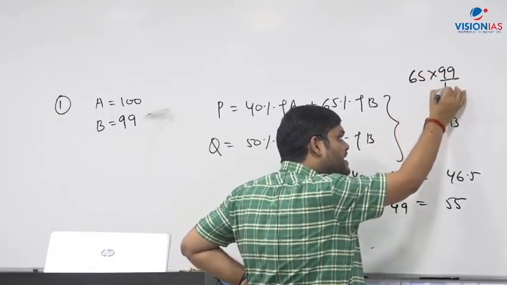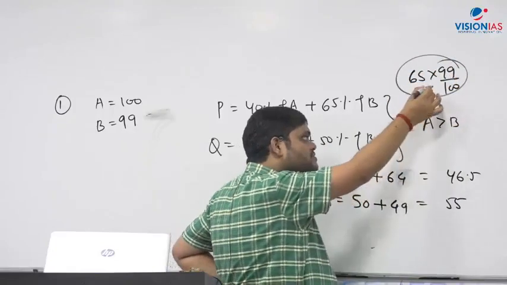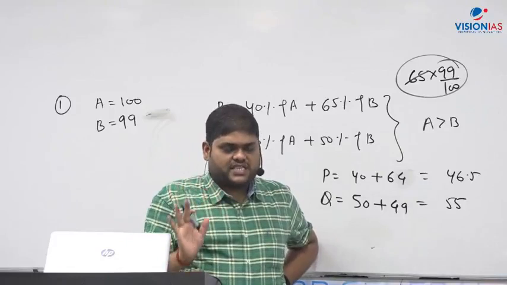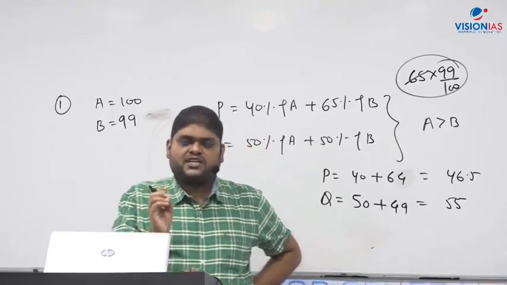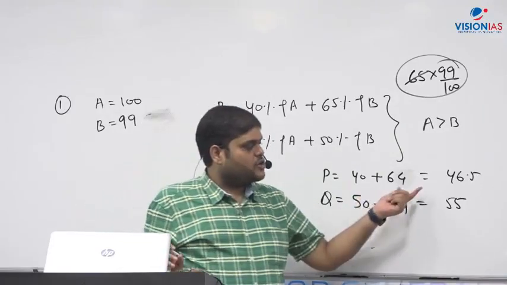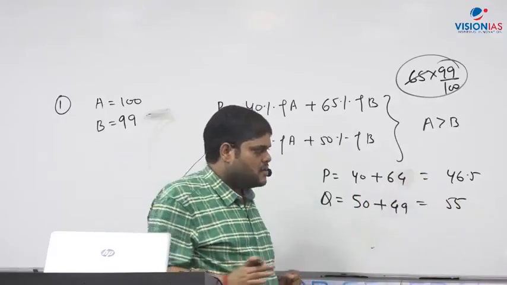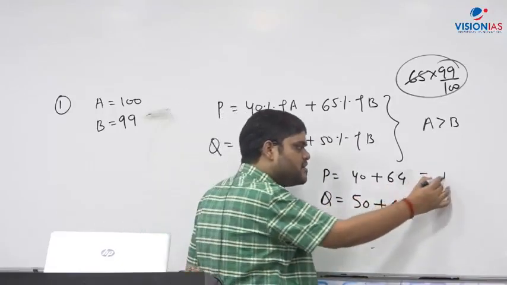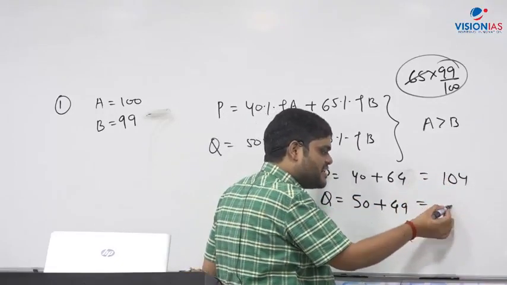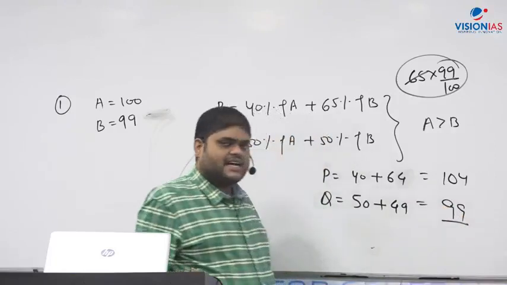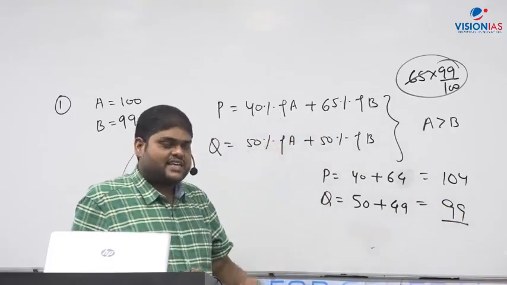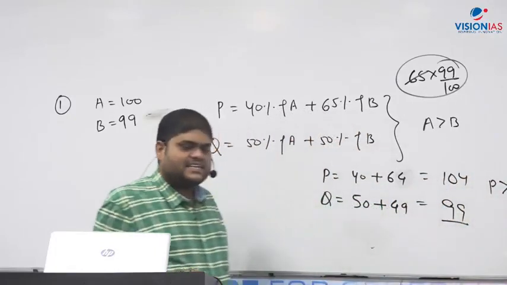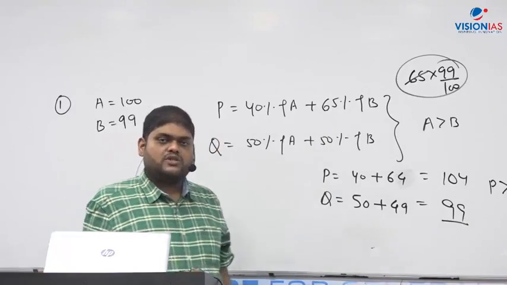65% of 99 and you are just doing the multiplication and division of all this. Approximation. I told you, which option is correct is more important. You need not find out the exact value here. Understand this very clearly. So this becomes more than 100, and this becomes less than 100. That means there is a certain condition where P is more than Q.